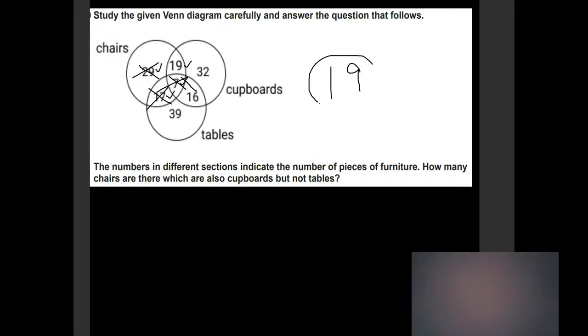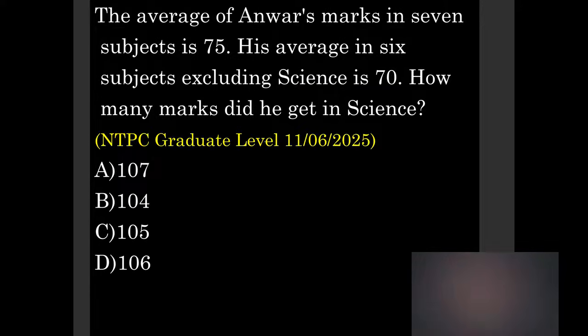19 is the only area which lies in cupboards, chairs but not tables. So that 19 is the intersection of both chairs and cupboards, but it is not falling under tables. So that is the final answer, which is 19. So till here we solved 14 questions, 14 most repetitive questions in exams. This is the last one.